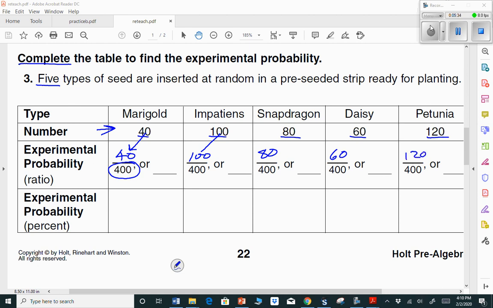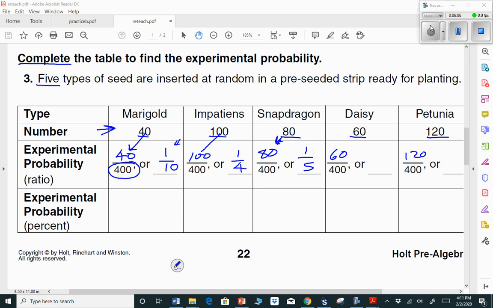And then you have to simplify the fraction. Let's see, we can divide this one by 40 over 40. That's going to get us down to 1/10. And you can use your calculator for that if you know how to use the fraction key. 100 out of 400 is going to be 1/4. 80, if this one is 1/10, this one's going to be 2/10, or 1/5.